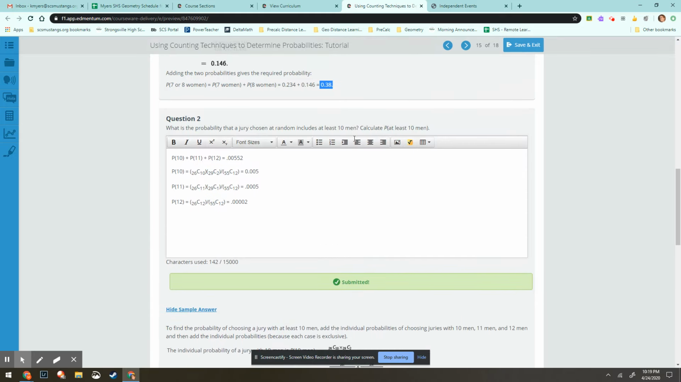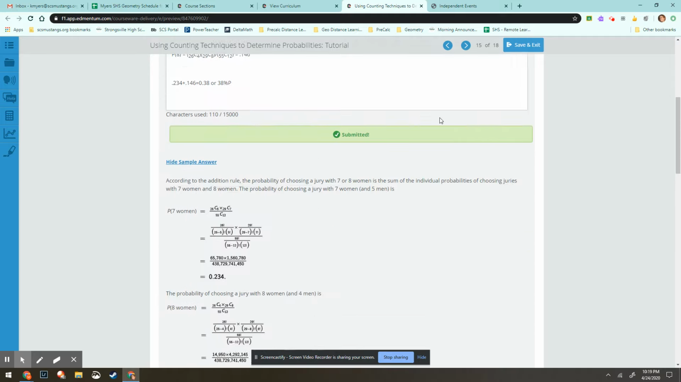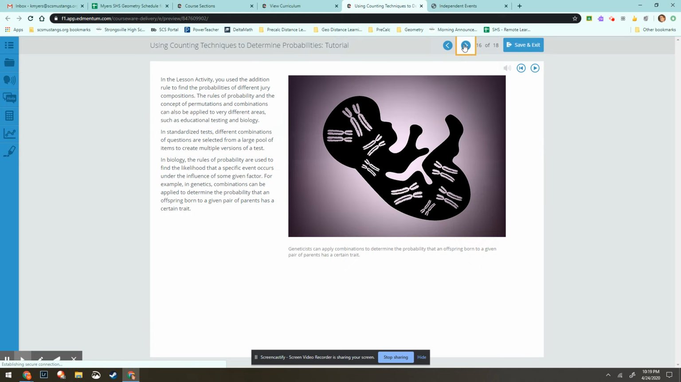Okay? So if you have any question like that, where there's multiple possibilities, 7 or 8 women, at least 10 men, you're going to have to find the individual probabilities and add them up. Cool, gold star for us.